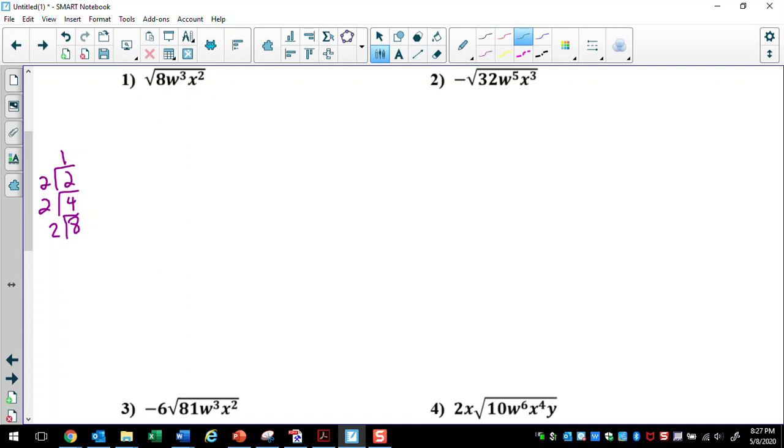So again, I'm looking for pairs. So I've got one pair of 2s, and I've got 1 2 left over. Now, let's take care of those W's. So I've got 3 W's: 1, 2, 3. And then I have 2 X's. So let's find out how many pairs we have here. So I have a pair of W's and a pair of X's. So I'm going to put all of that together. All my pairs come out: a pair of 2's, a pair of W's, and a pair of X's. All my singles stay inside. I have a single 2, and I have a single W.